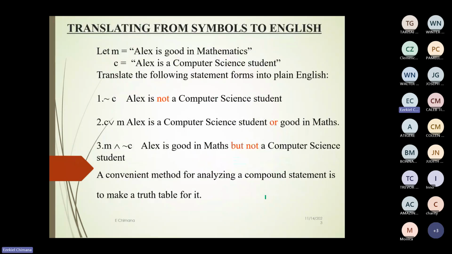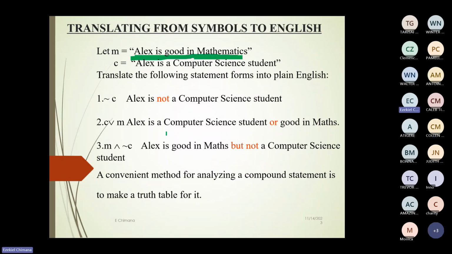Okay. What about this one? Let M be equal to Alex is good in mathematics, and C, Alex is a computer science student. Translate the following statement forms into plain English. Negation of C. What's the negation of C there? Just want to see if you are following. What's the negation of C? So not. It's not. Alex is not a computer science student.